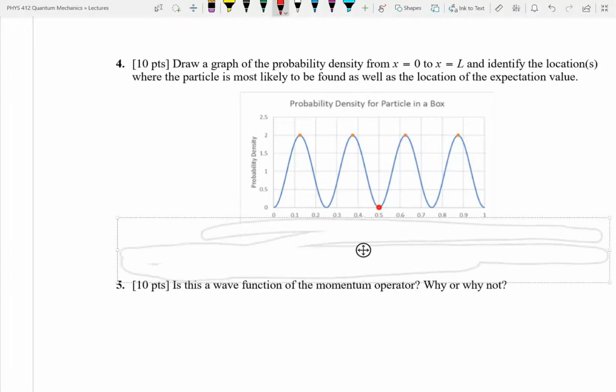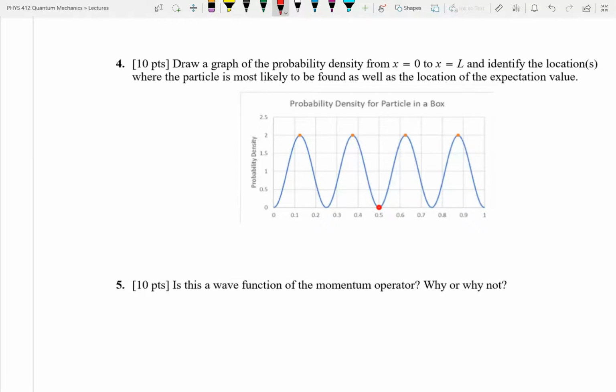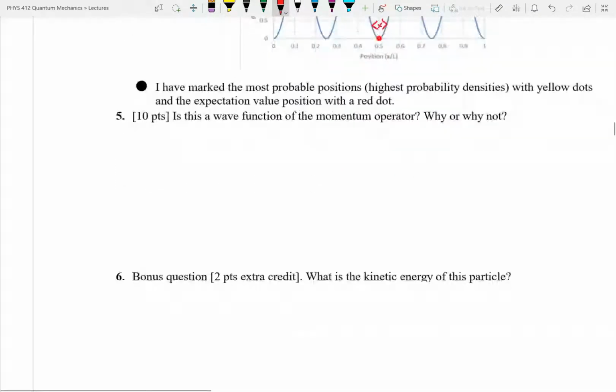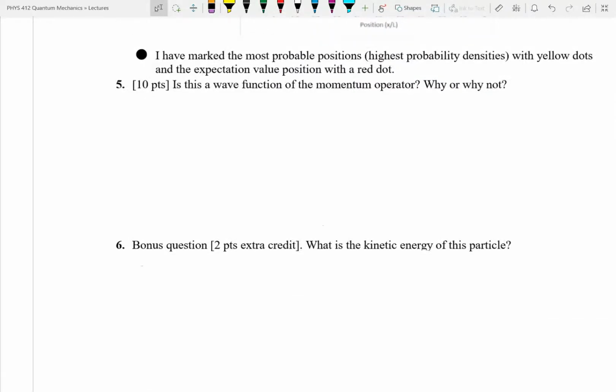Okay, so here you see the 4 locations where it's most probable. The peaks, easy to identify. And then there's the expectation value right there. Easy. And you have the case that you know now exists. There's 0 chance of it ever being at the expectation value, which tells you that it's not the most likely position.